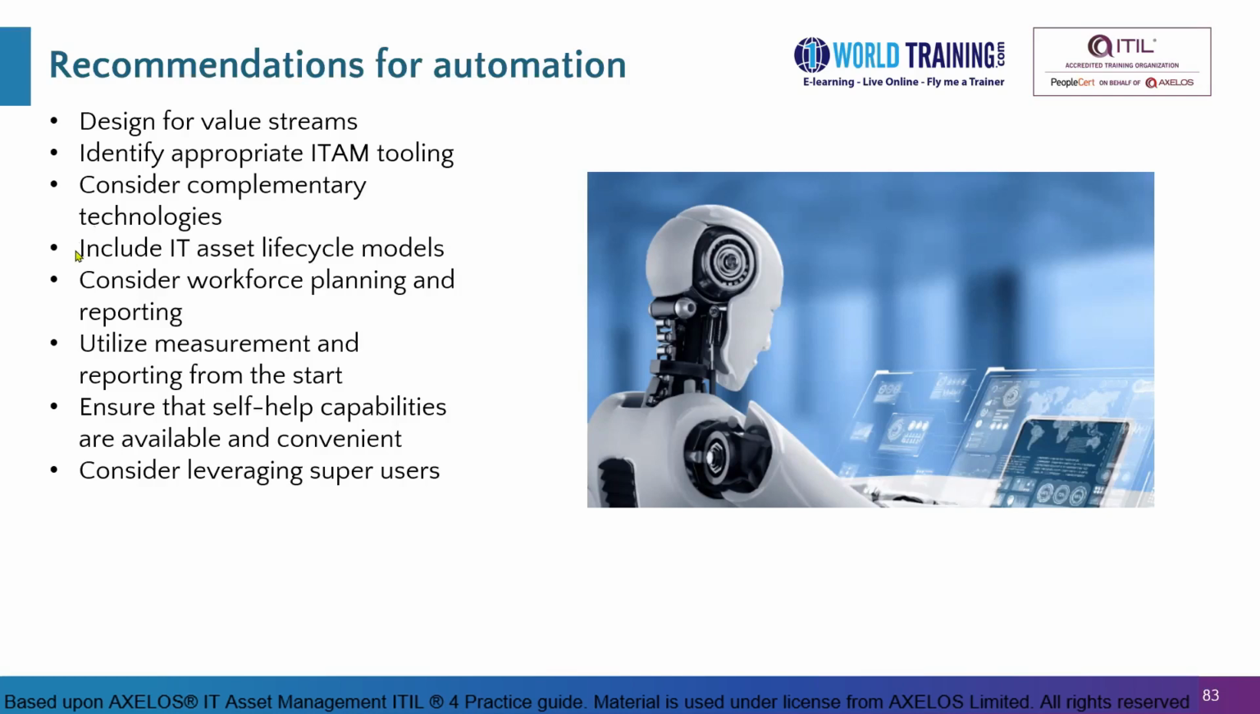Then we have the fourth one, that is include IT asset lifecycle models. Different types of IT assets have their own predefined model. A model means it will include specific activities, information flow, controls, and communication for that type of IT asset. So the automation solution should support the creation, testing, and usage of such models.